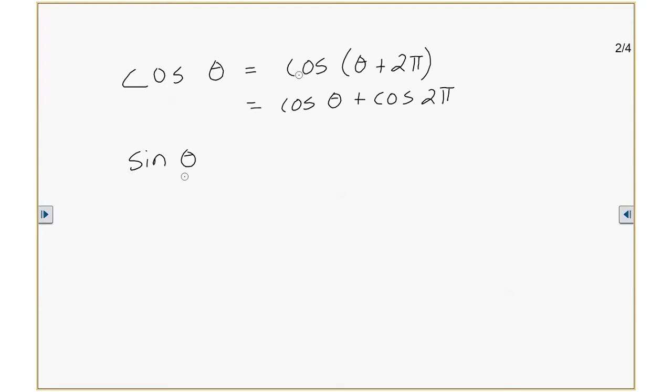And you can do the sine also. Sine of theta is equal to the sine of theta plus 2 pi. Or the sine of theta plus sine of 2 pi. That's another one of your identities on down the page.